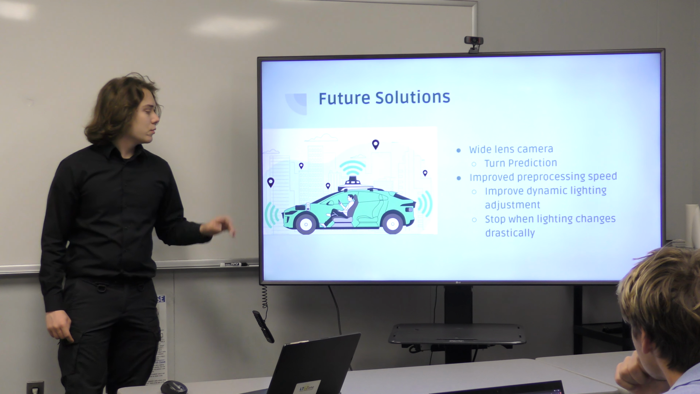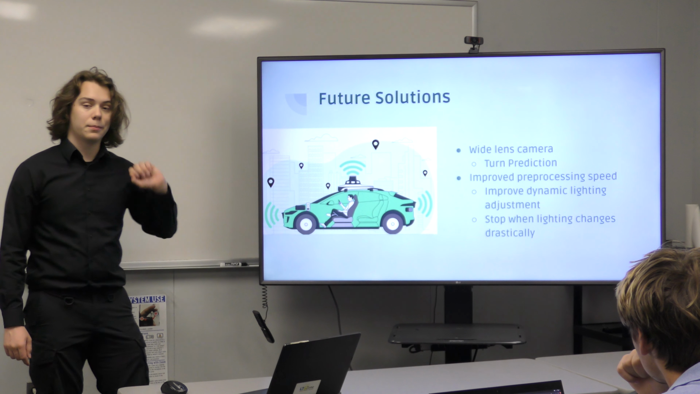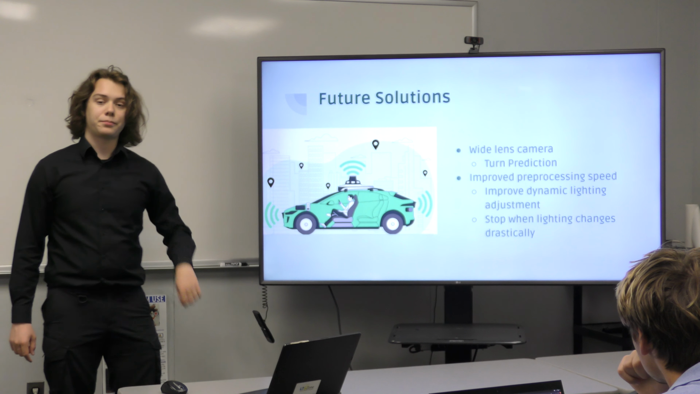There are a few solutions that can be applied in the future for the issue of losing the line when turning around sharp corners. A wider lens can be used, or if we had more time, you could create a prediction of where the vehicle should be turning based off of the previous images that it's taken. Otherwise, increasing the processing speed would allow it to more quickly adjust to the changing lighting conditions, or it is also very possible to stop the vehicle when the lighting changes too quickly.